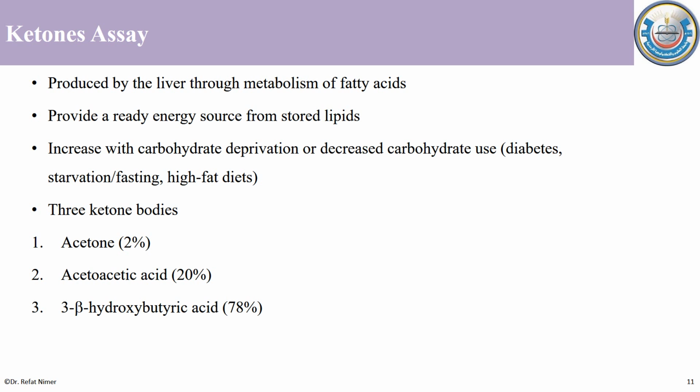And this is an alternative pathway to obtain energy because the glucose cannot enter the cells. So the cells try to find an alternative pathway to produce energy, which is very important. That's why the cells go to a pathway to destroy or oxidize the lipids. And then from the degradation of the lipids, we get acetone, acetoacetic acid, and 3 beta hydroxybutyric acid.